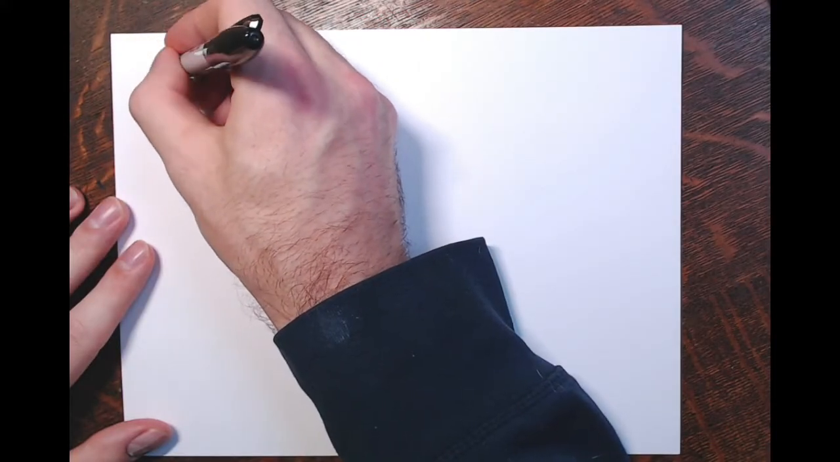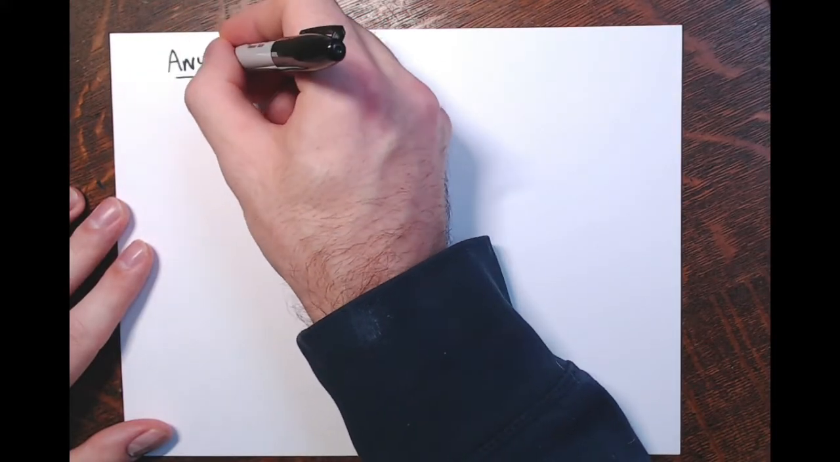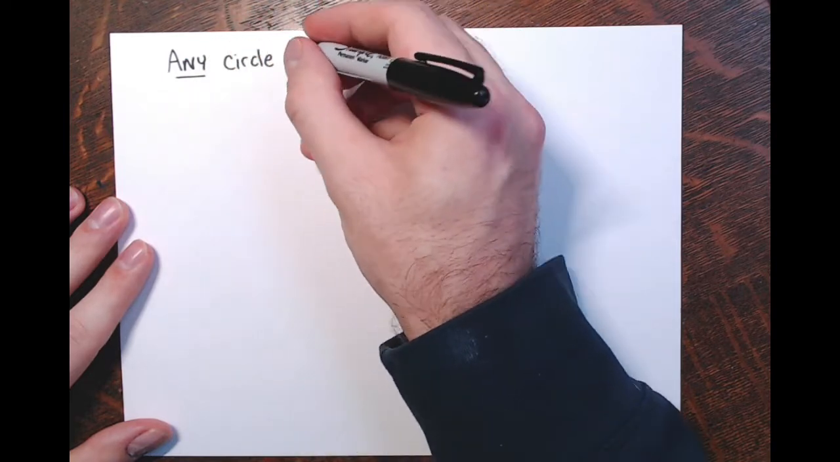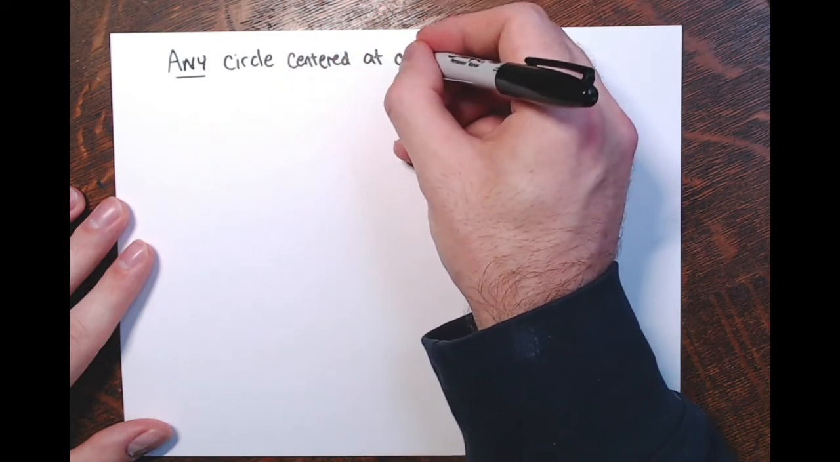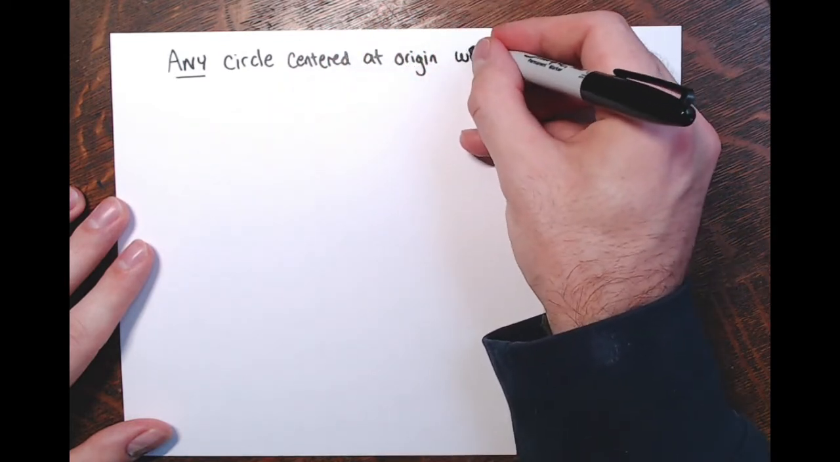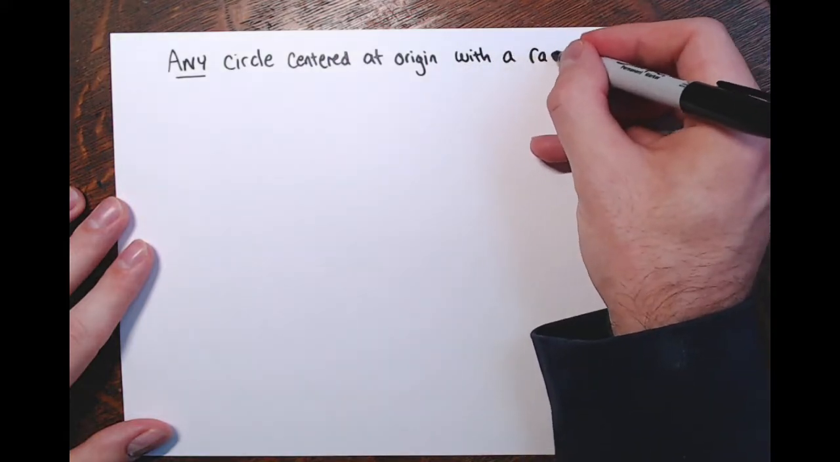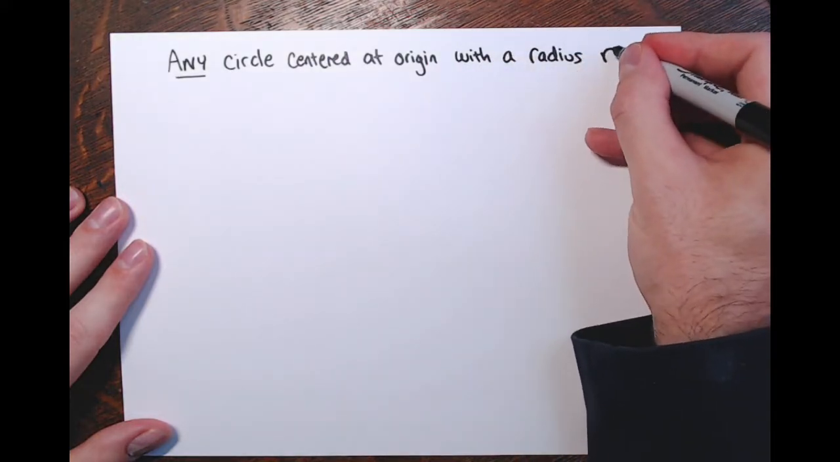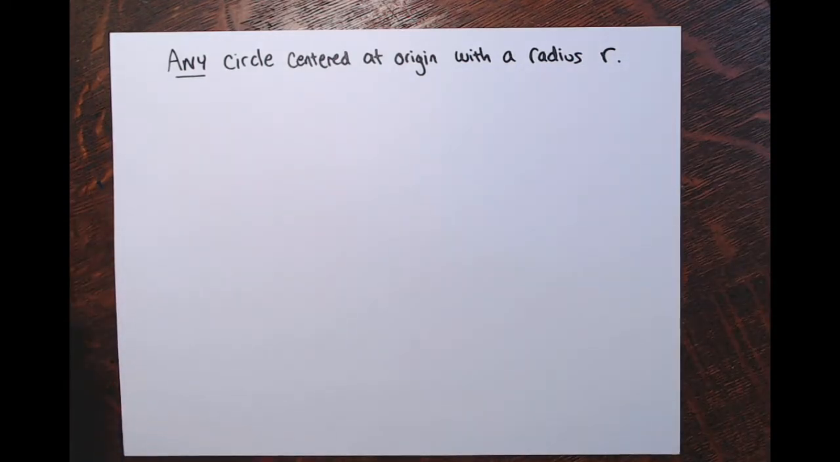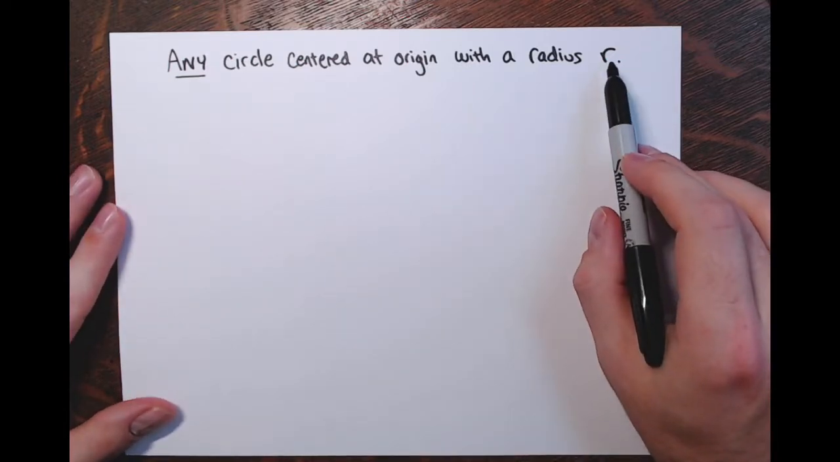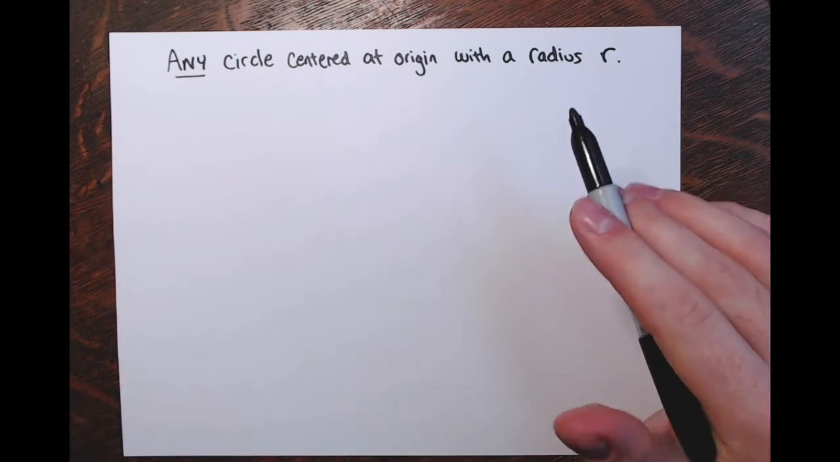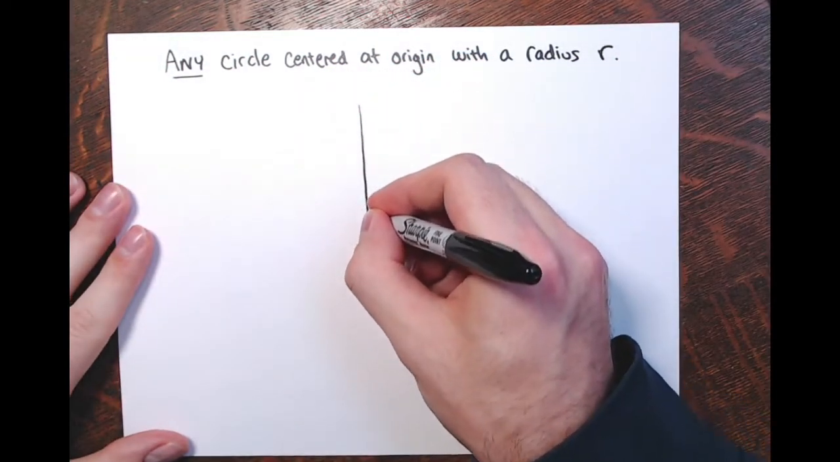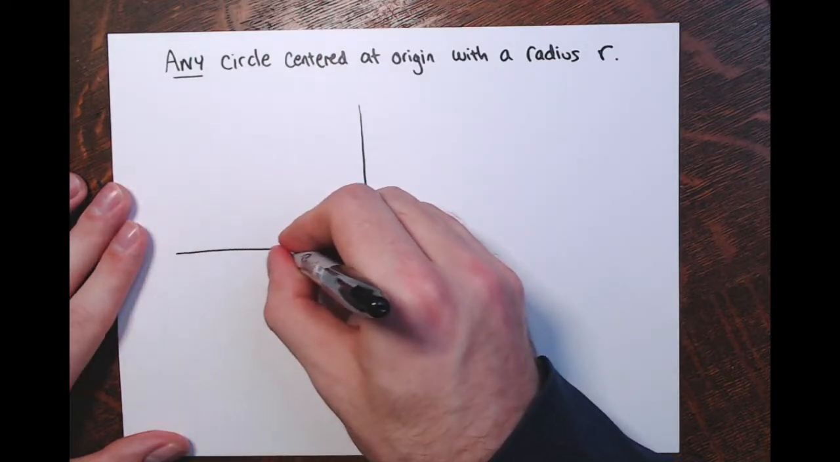So this is representing any circle centered at the origin with a radius of, say, r units. Right? So remember, the unit circle had a radius of 1 unit. So every time you see r here, if you want to replace r with the number 1, then you'll be talking about the unit circle. But we're not going to be dealing with only the unit circle here today.